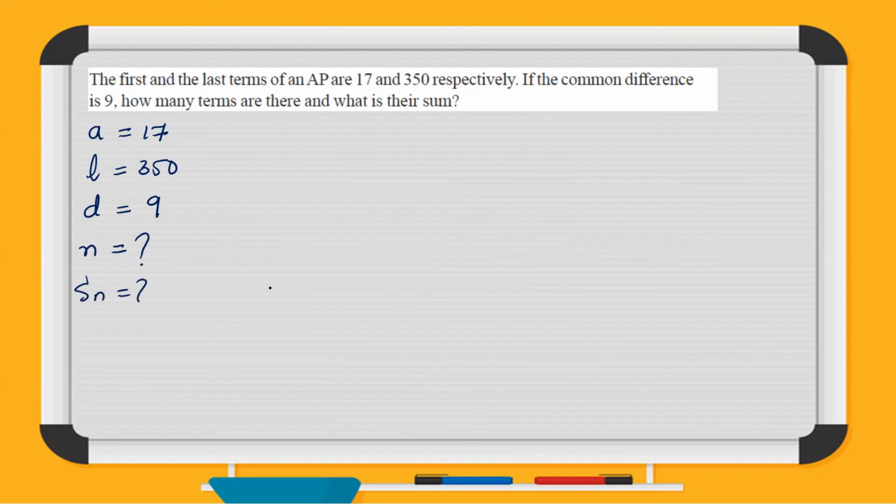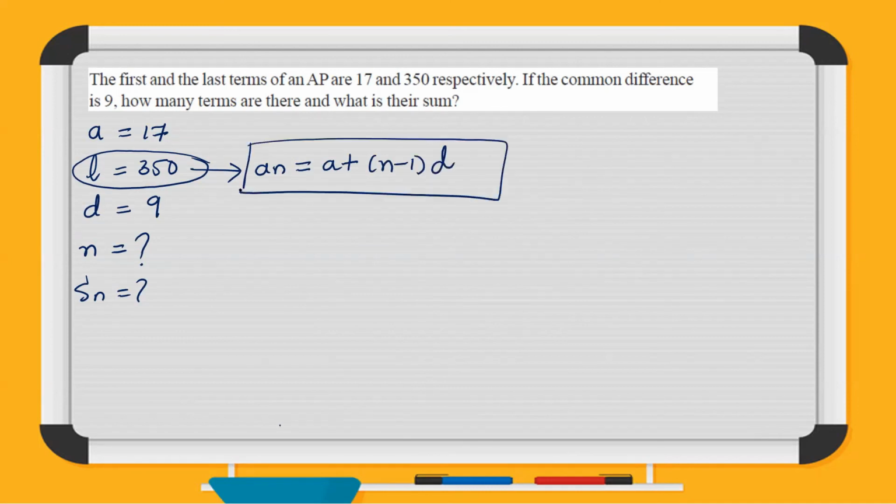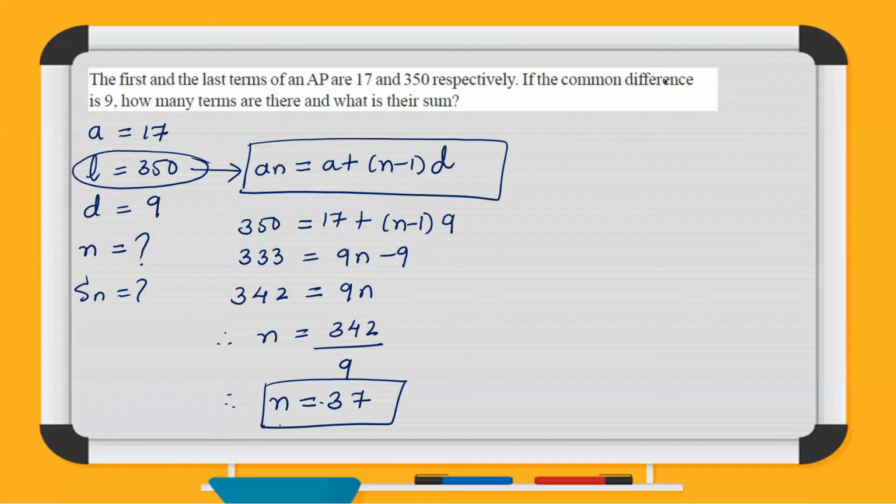So in order to find out n, Sn we don't know, so we need to use the formula of an, because we have this l, and we can consider this l as an, the nth term. So an is equal to a plus n minus 1 into d. Put in the values: 350 is equal to 17 plus n minus 1 into 9. So let us calculate n. We get n is equal to 37. Now n is 37, so now this is pretty easy. Now what do we need? We need the sum. So again write down the formula for the sum.